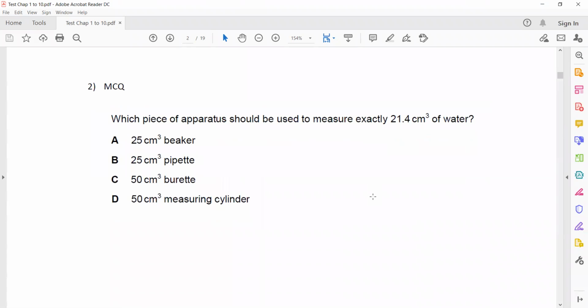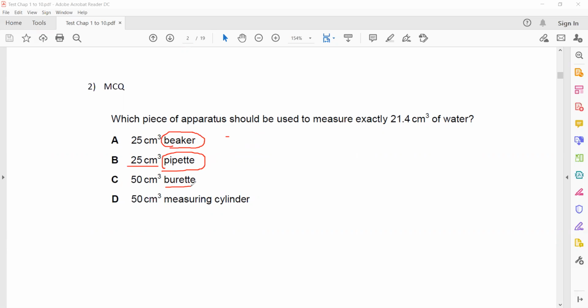Which piece of apparatus should be used to measure exactly 21.4 cm cube? Look, if you are using a beaker, it is accurate to a whole number. For example, a 50 cm cube beaker, a 100 cm cube beaker. A pipette, a 25 cm cube pipette can only measure one volume, and that is 25 here.